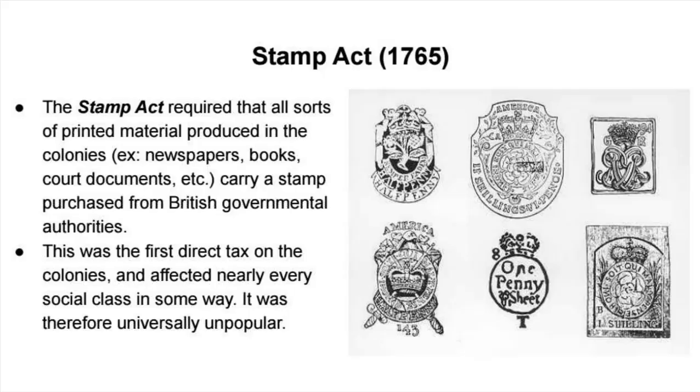So in 1765, 2 years after the end of the French and Indian War, the Stamp Act required all sorts of printed materials, anything that would be considered a paper product, like newspapers, books, court documents, etc., had to have a stamp from British governmental authorities. And even everyday things like playing cards had a tax put on them. This is the first direct tax on the colonies after the French and Indian War.